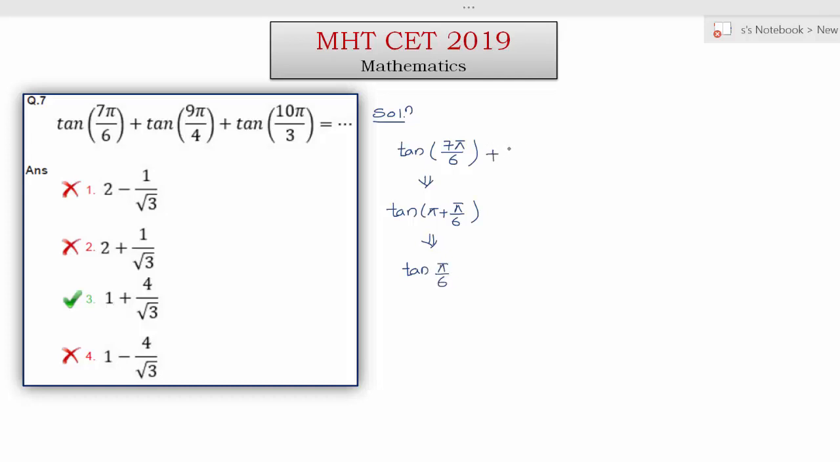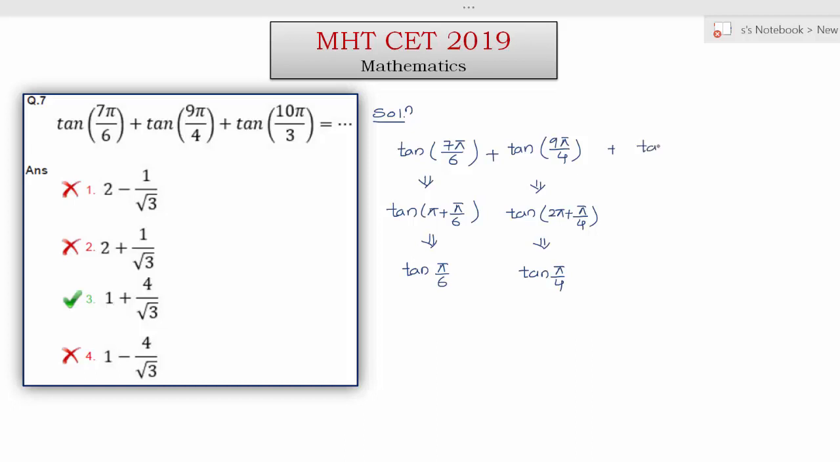Similarly, the second ratio is tan of 9 pi by 4. Tan 9 pi by 4 can be written in terms of pi as 2 pi plus pi by 4. 2 pi plus pi by 4 is in the first quadrant, so it is positive, tan pi by 4.